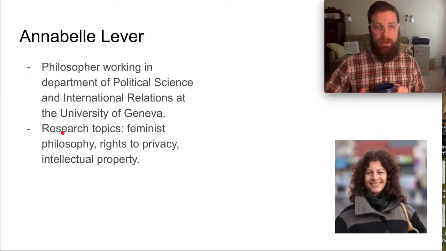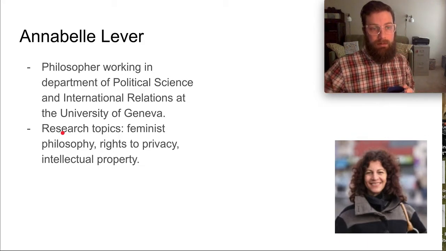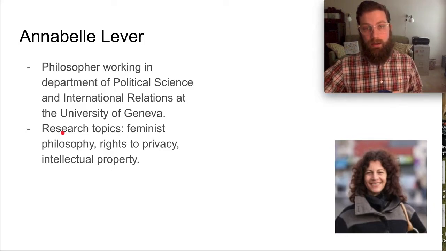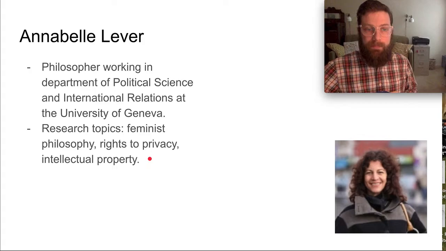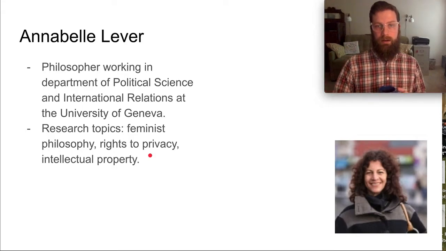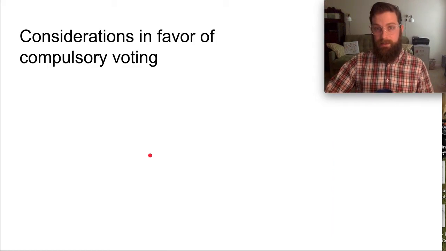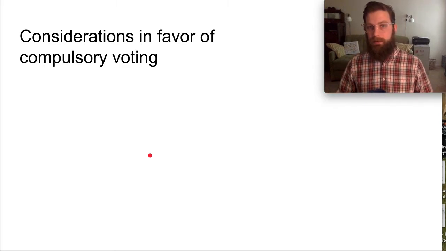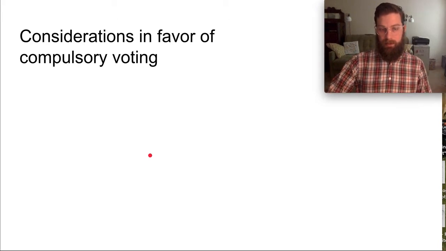So Annabelle Lever is a philosopher working in the poli-sci department at the University of Geneva. And she has interests in feminist philosophy, rights to privacy, and intellectual property. I think that these concerns about privacy rights and rights of autonomy more generally are going to come through when we begin to look at Lever's arguments. So, first we're just going to review some of the considerations in favor of compulsory voting.